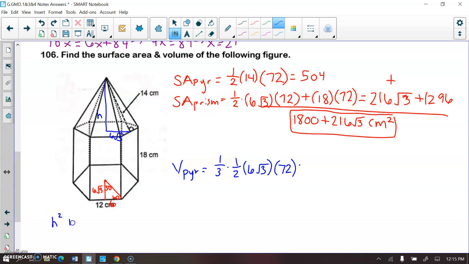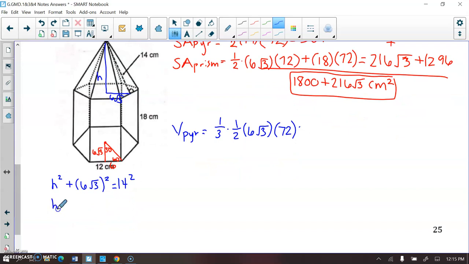So h squared plus 6 root 3 squared is equal to 14 squared. Now when I do a 6 root 3 squared, I do a 6 squared, which is a 36, times a root 3 squared, which is just a 3, and so I get 108. 14 squared is a 196. Subtracting that 108 over, I get h squared is equal to 88. Taking the square root of both sides, 88 can be split up into a 4 times a 22. So that means h in simplest radical form is 2 root 22.